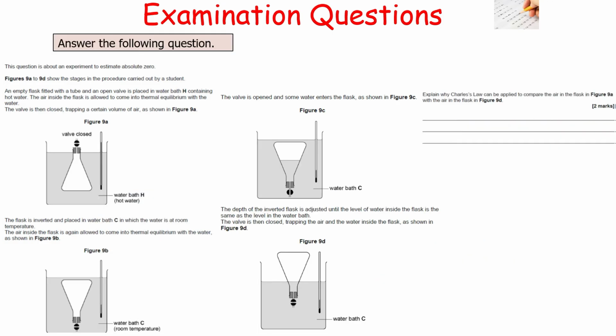The next question says, explain why Charles's law can be applied to compare the air in the flask in 9a with the air in the flask in 9d. So pause the video now, then unpause the video when you want to go through your answer.